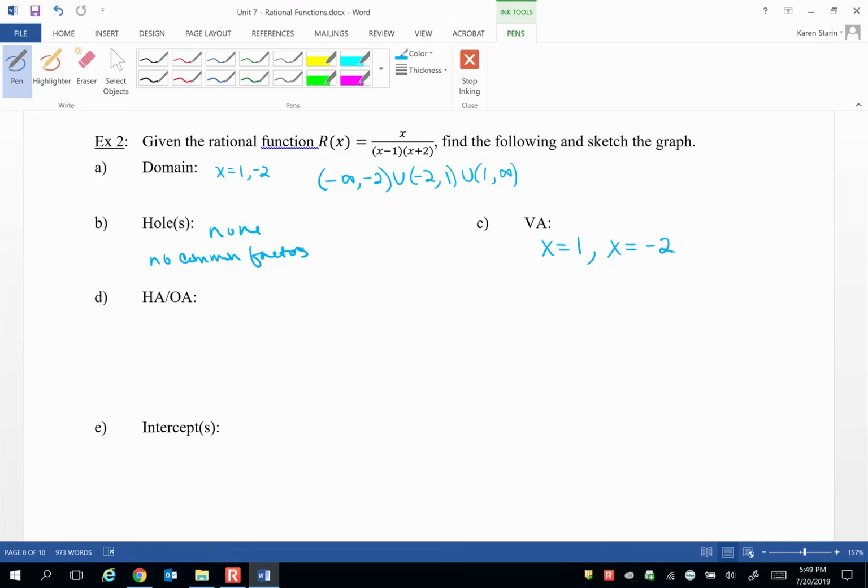Now for horizontal or oblique, well, we're going to have it horizontal because the degree of the numerator is 1 less than the degree of the denominator. In other words, the degree of the denominator is greater than the degree of the numerator. So look back a couple pages and we have that case. We have y equals 0 as a horizontal asymptote.